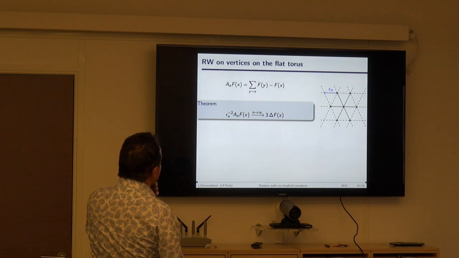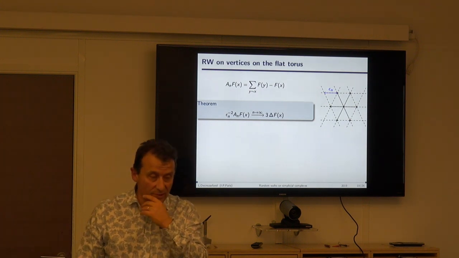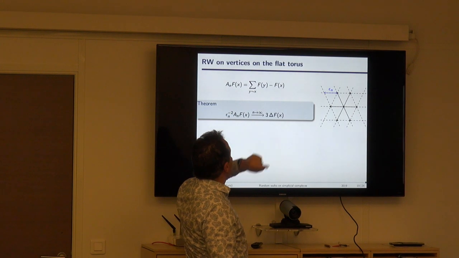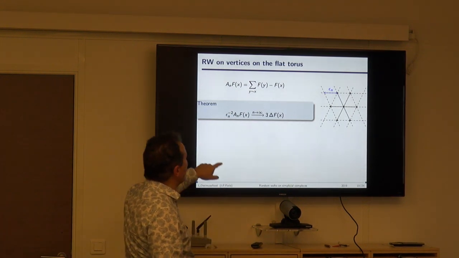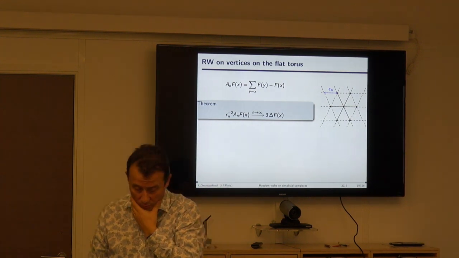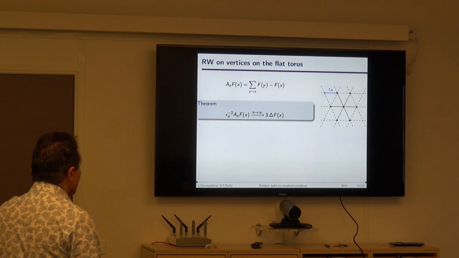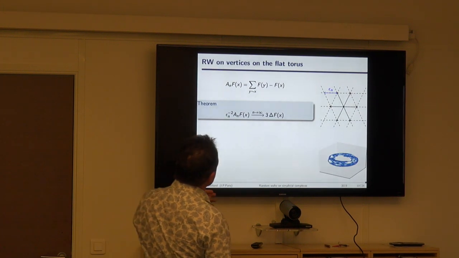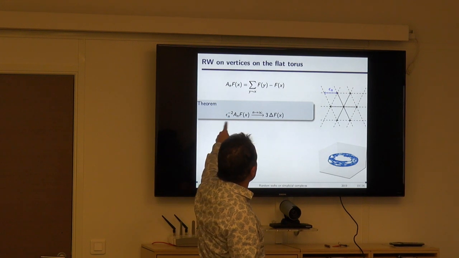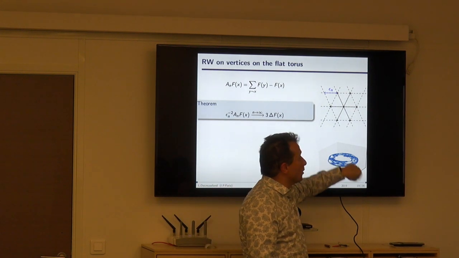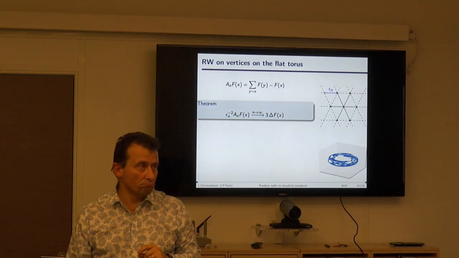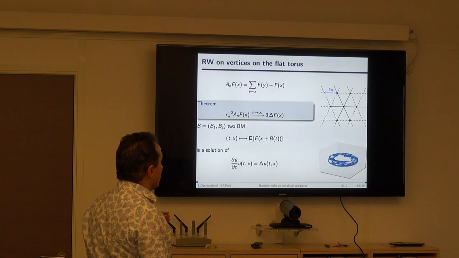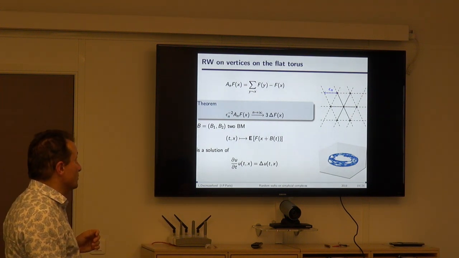So if you look at the random walk on vertices, it's very easy to show that you look at the generator L_n of f, and then if you renormalize by epsilon_n to the minus 2, it converges to 3 times the Laplacian of f. That's what we expect. That means that in terms of process, your random walk, when renormalized, converges to the Brownian motion on the torus. That's not surprising. That's what we expected.